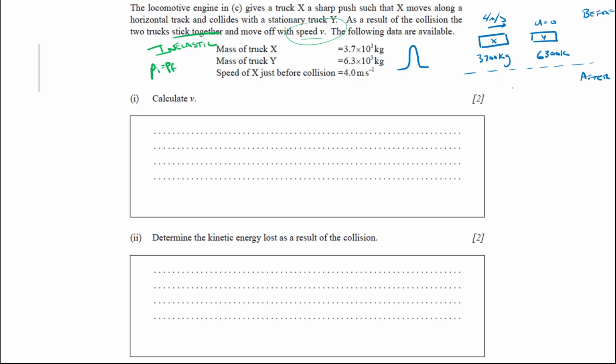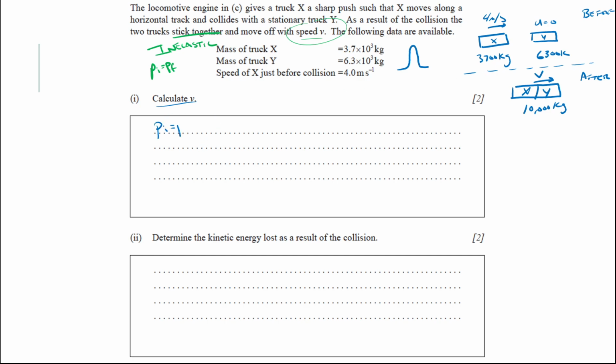All kinds of crazy collisions happen, but then I just get one big, stuck together truck of X and Y together, moving off with some speed V. And that's going to have a total mass of, this is nice, 10,000 kilograms. Okay, so now I can think about my conservation of momentum, because I know that's what I'm going to use to calculate V, because that's always what happens when I have this setup. And think about what I have and what I need.